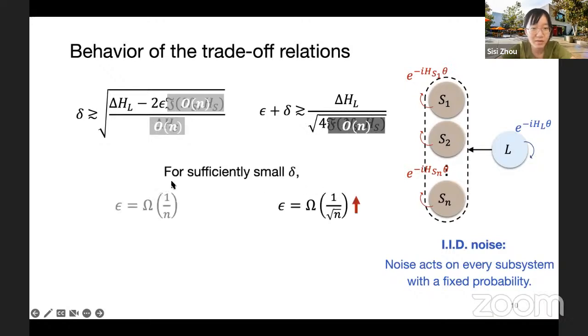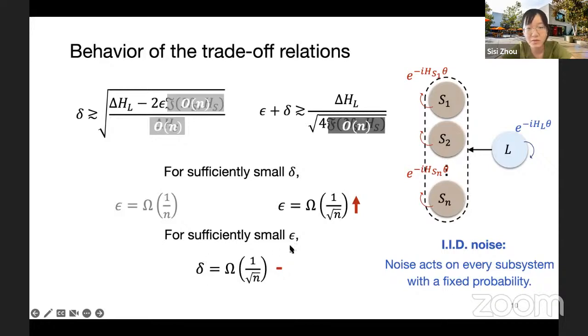In that case, we can see that the lower bound of epsilon is going to be given by 1 over the square root of n from the second type of trade-off relation. And the lower bound of delta for sufficiently small epsilon is going to be 1 over the square root of n, which is the same as before. But in this situation, we see that the second type of trade-off relation gives us a better result in terms of the lower bound on epsilon, the QEC inaccuracy.